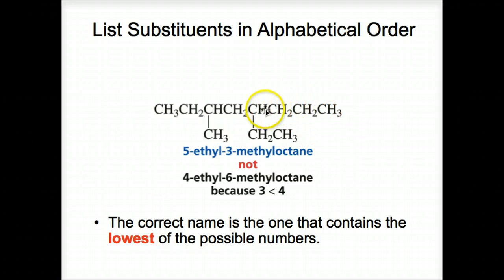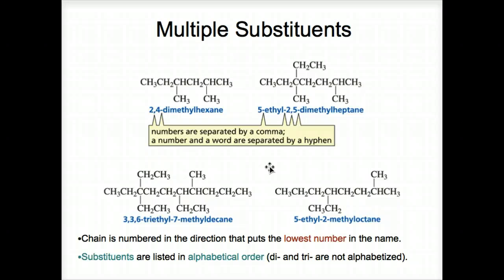So we'll number it starting over here. 1, 2, 3, 4, 5, 6. Actually, it's this way. 1, 2, 3. So it's 3-methyl, 4, 5, 5-ethyl. Then this longest chain is octane. Notice ethyl comes before methyl, and we number it in the direction to get the lowest numbers. What if we have multiple substituents? The chain is numbered in the direction that puts the lowest number in the name.